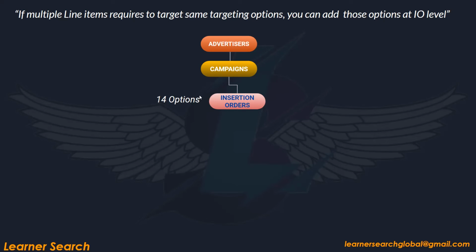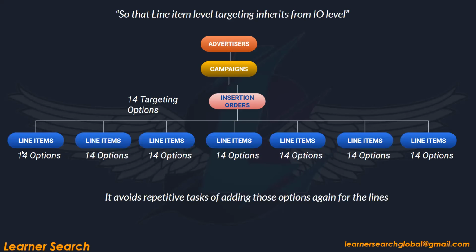Let's assume 14 options are given at IO level. The same options will be inherited by the line items. So all the line items will inherit the same. It avoids the repetitive task of adding those options again for these lines while creating. Otherwise we add 14 options for one, a second time, a third time. Every time you create new line items, adding is very difficult and time consuming also. So with this kind of setup, you can make it possible.